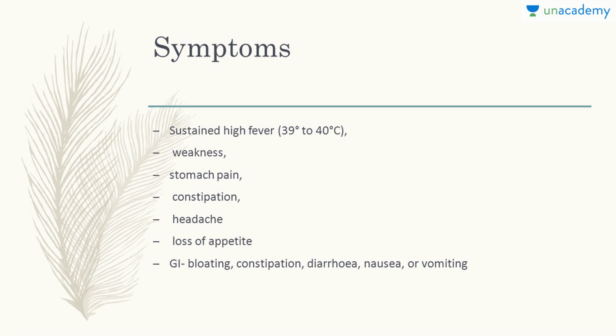Then the symptoms. If you suspect someone might be suffering from typhoid, please look for these symptoms. Sustained high fever is the very first symptom, and high fever means 39 to 40 degrees Celsius, which NCERT mentions. Weakness is a common symptom of most diseases. Then you'll feel stomach pain and constipation, which are gastrointestinal problems. Then there will be headache, loss of appetite, bloating, diarrhea, nausea, or vomiting.